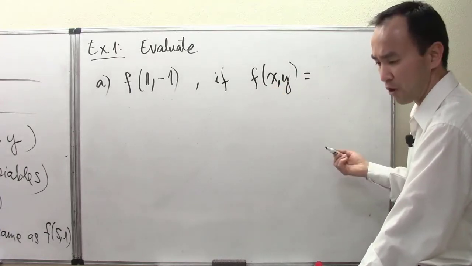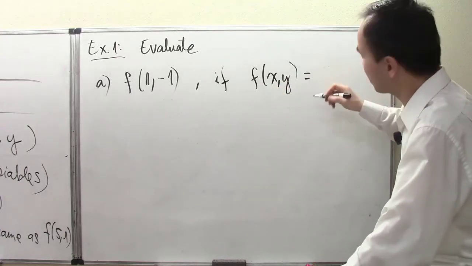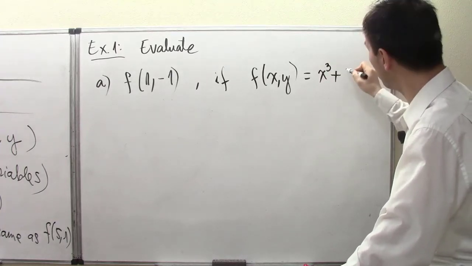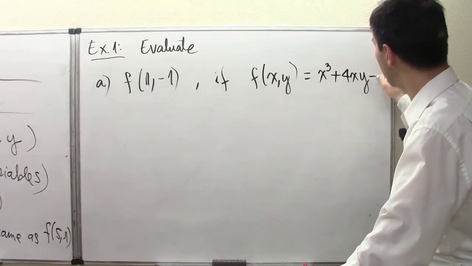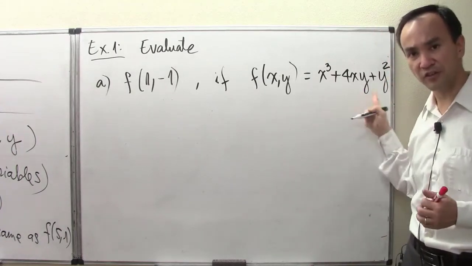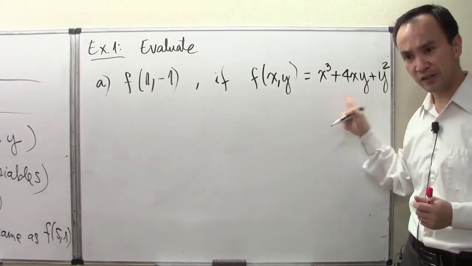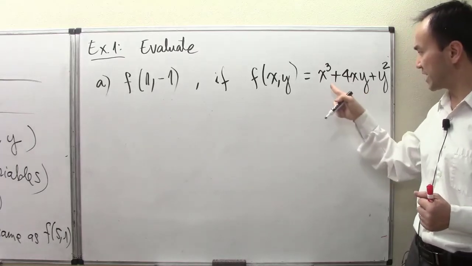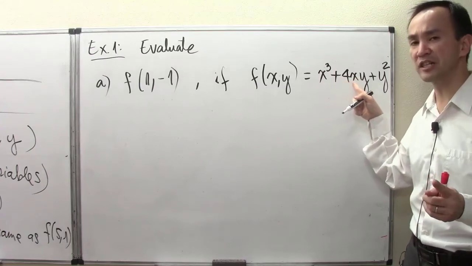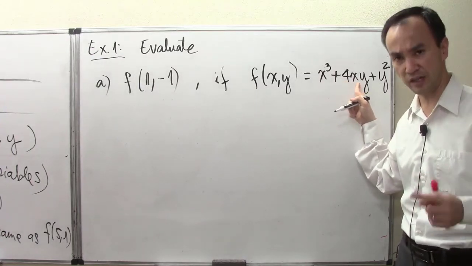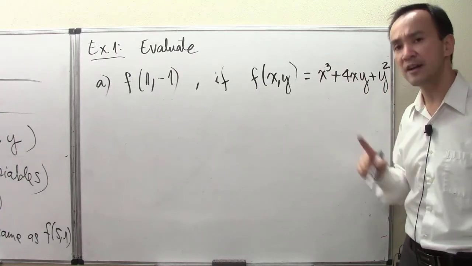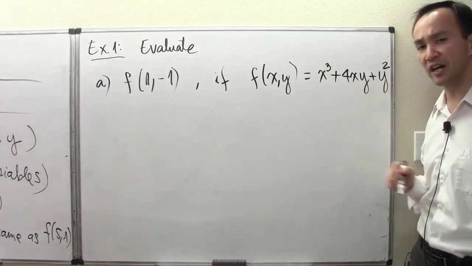So here's the rule over here. The rule for f says we're going to take x cubed plus 4xy plus y squared. That's the actual written rule of the function. The rule says whichever value we assign for x, we cube it, plus 4 times the assigned value for x times the assigned value for y, plus the square of the assigned value for y.